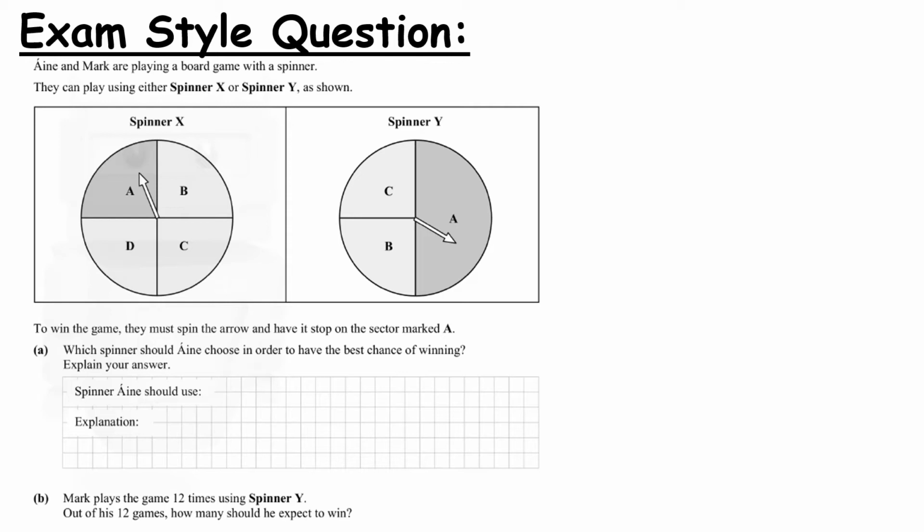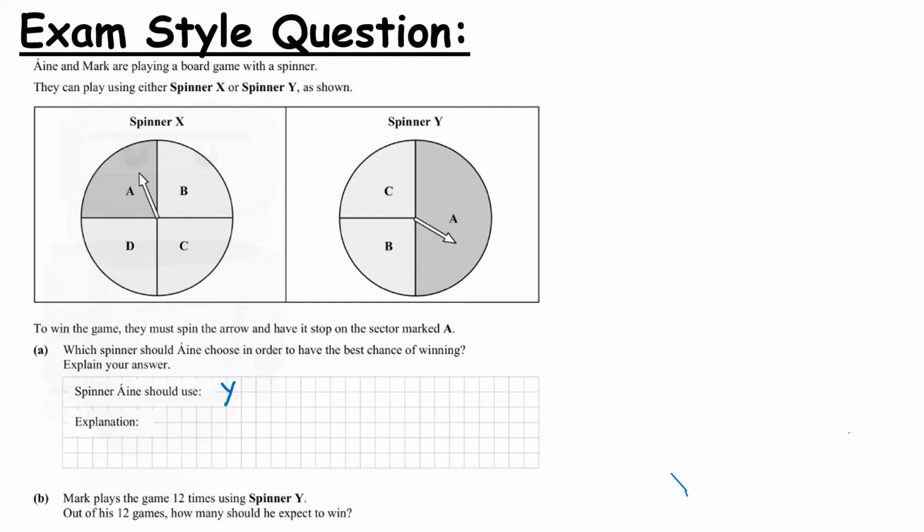So let's see how we could use that in an exam question. Anya and Mark are playing a board game with the spinner. They can either use spinner X or spinner Y. To win the game, you must spin an arrow and have it stopped in the sector marked A. Which spinner should Anya choose in order to have the best chance of winning? So if you look at this, the one with the best chance is Y. Why? Because half of Y is A.